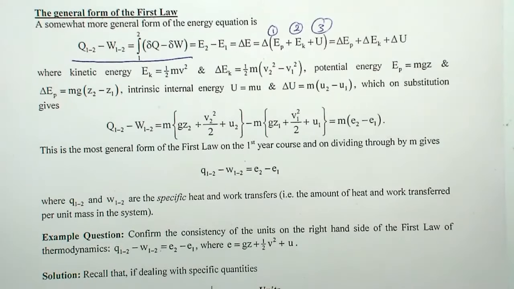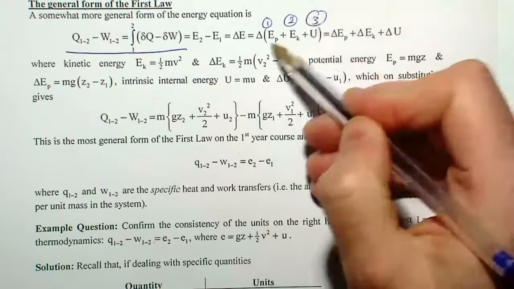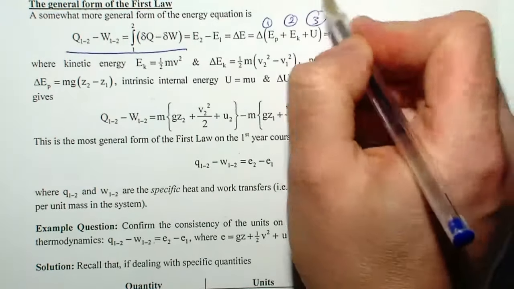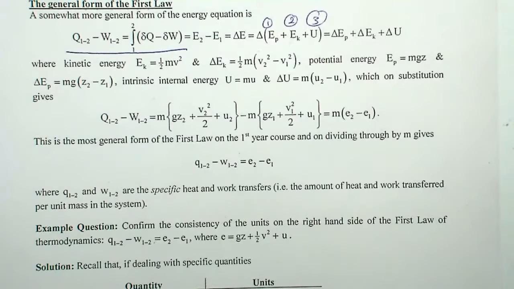EP is the potential energy, EK is the kinetic energy, and U is the intrinsic internal energy which we introduced. And of course you can write delta EP, delta EK, etc. So why is it that sometimes on the right-hand side you have U2 minus U1, and sometimes you see E2 minus E1? In a majority of the problems that we look at, there's no change in potential energy and no change in kinetic energy, so these two terms disappear, and your delta E will be equal to delta U in the absence of the potential and the kinetic energy.